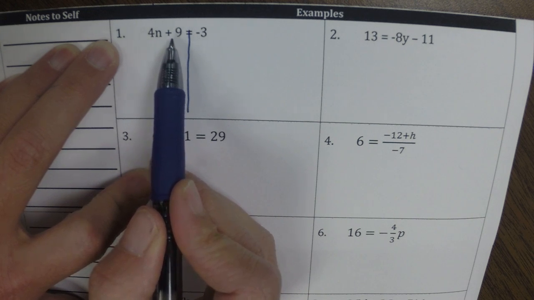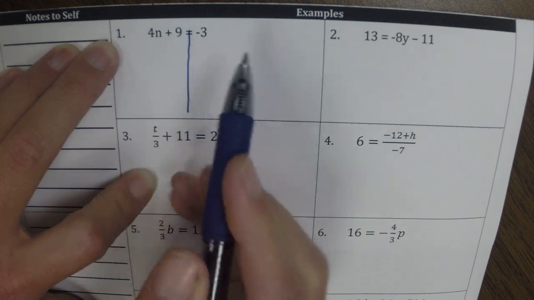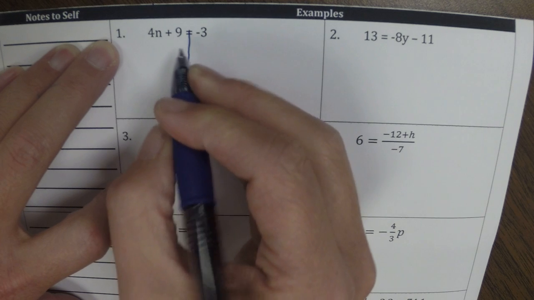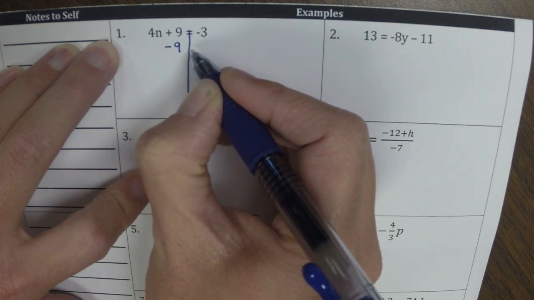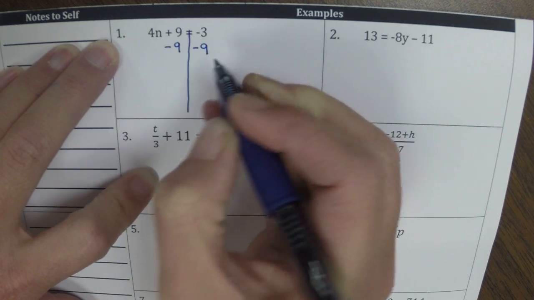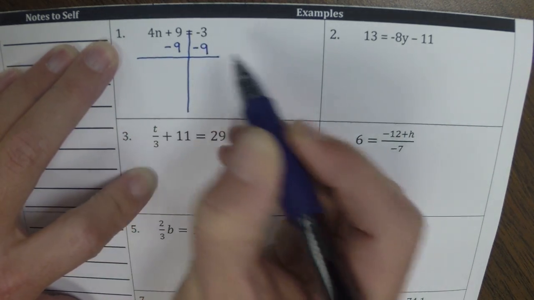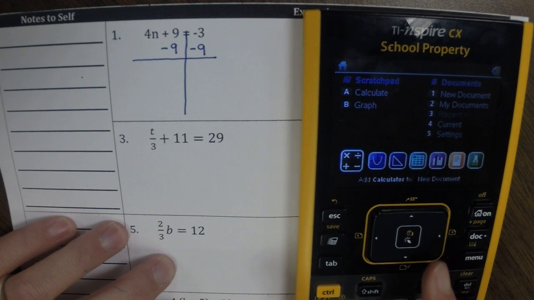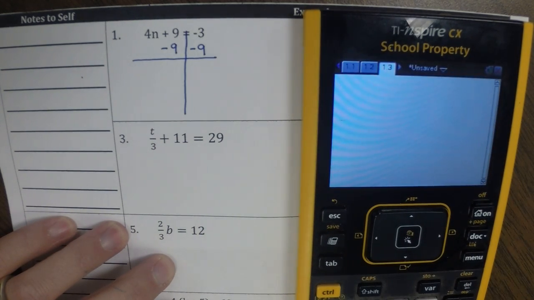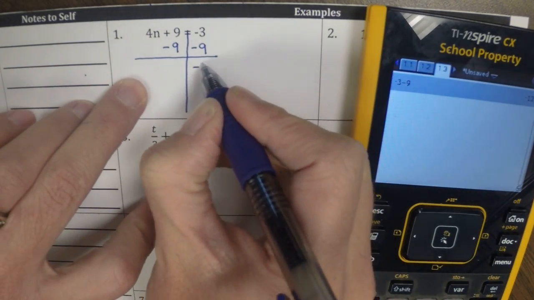And again, we're going to do that using inverse operations. So since this is addition, we're going to do subtraction, so we would say minus 9, and what we do on one side, we always do on the other. So we subtract 9 from the other side, and then you could put that in your calculator if you needed to, or you could just do it in your head. So it would be negative 3 minus 9, and we would get negative 12.